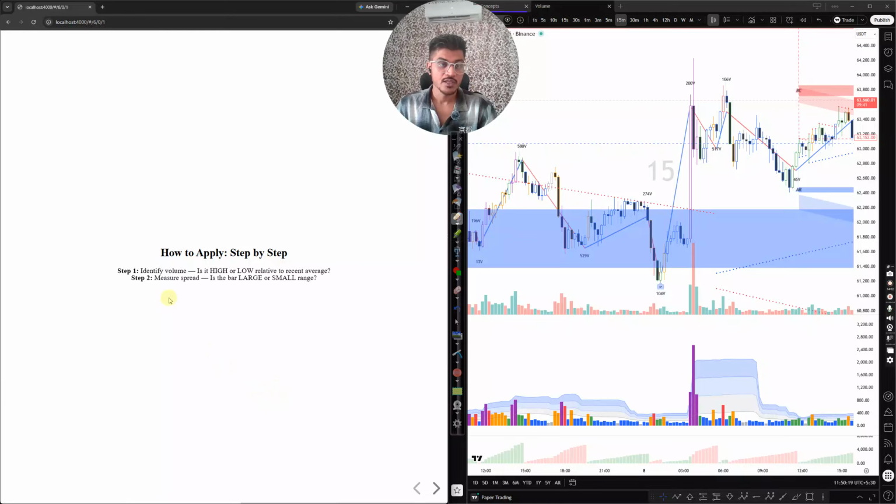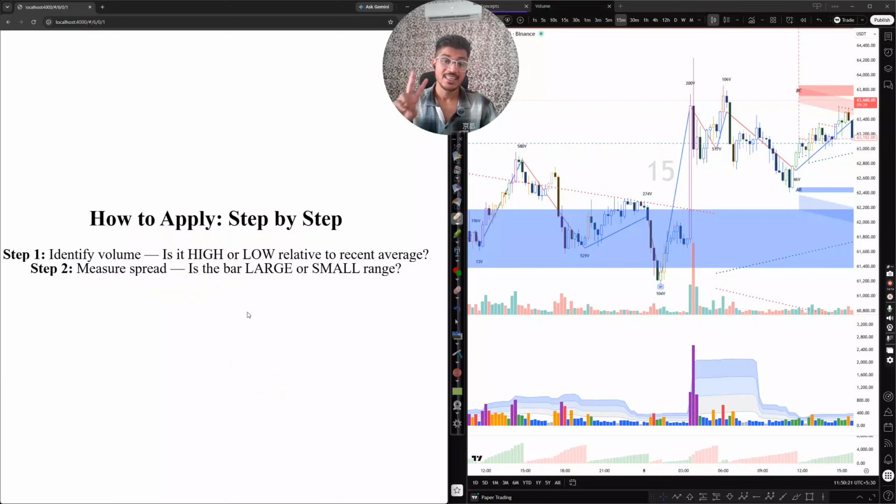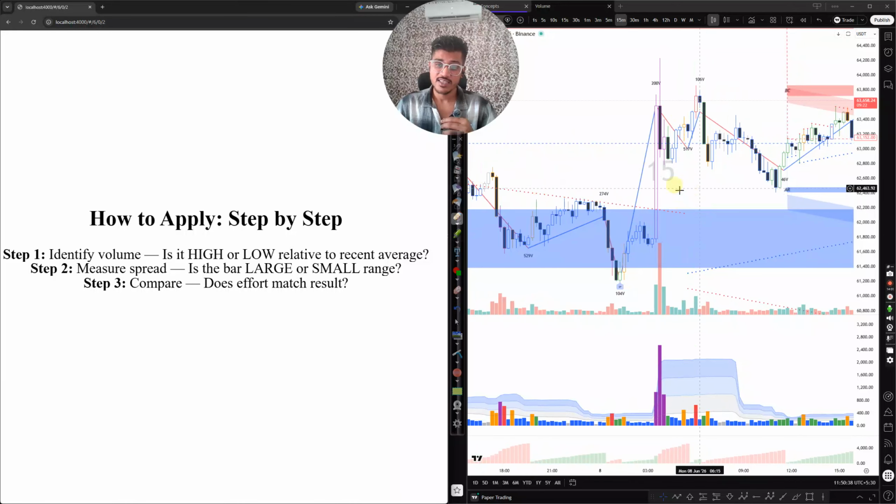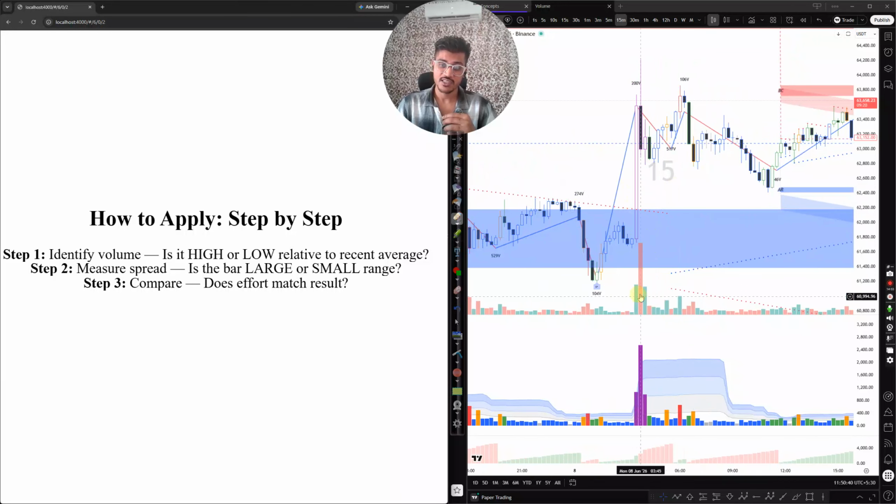Second, measure the spread. Is the bar a large or small range? As we have done for volume, we can do the same thing for the bar as well. And then compare: does the effort match the result?